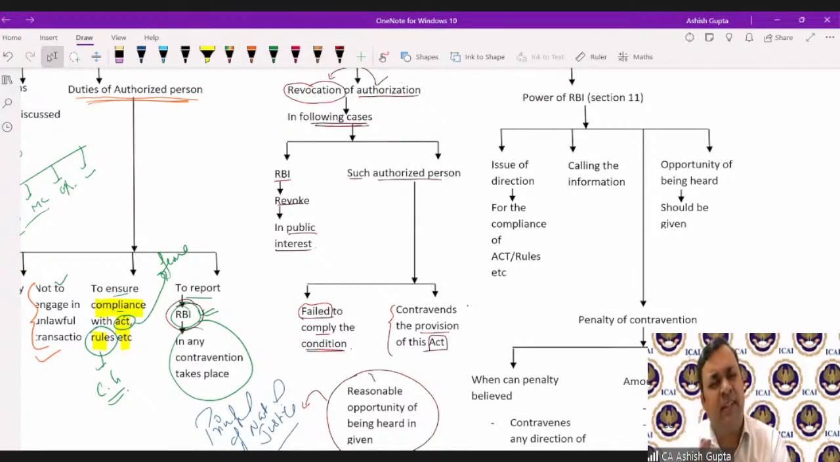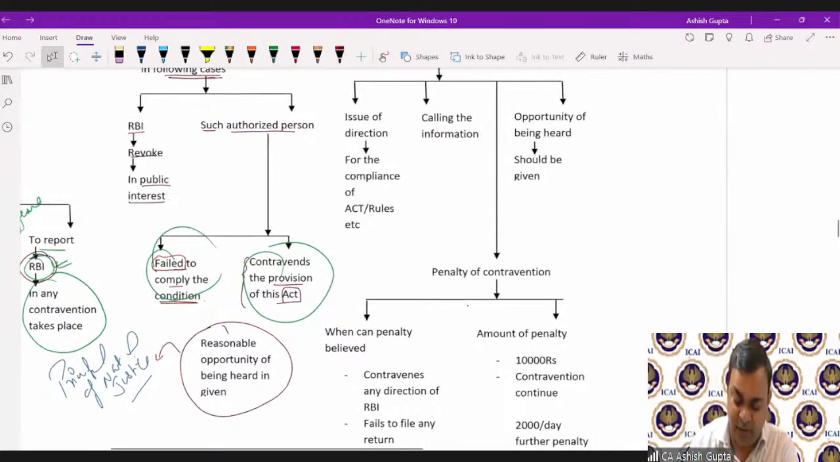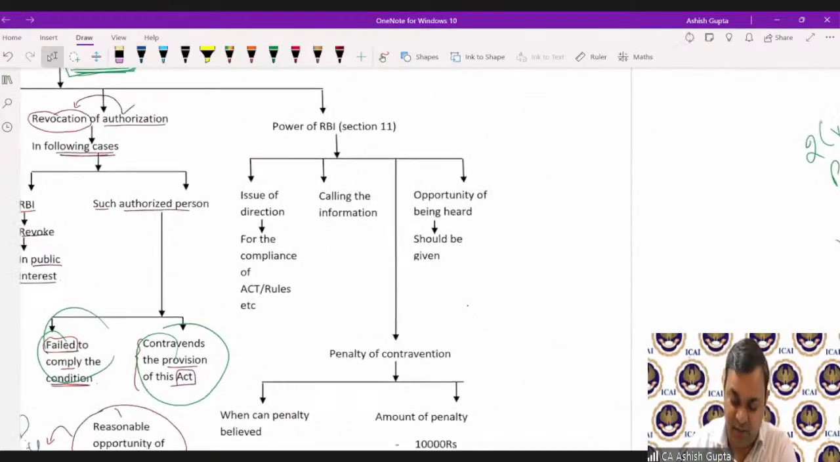Yet remember one thing, these are the simplest ones, but very difficult to remember, very difficult to recall, right? So there are 4 points prescribed in duties of authorized person and 2 or 3 points prescribed in the revocation part. First point, RBI can revoke in public interest. They can revoke if an authorized person fails to comply with the conditions or contravenes the provisions of the Act. But whenever they are going to revoke, they need to provide the opportunity of being heard.